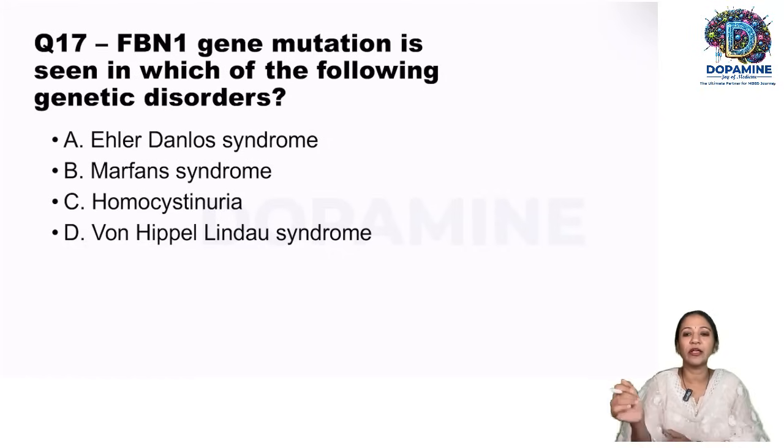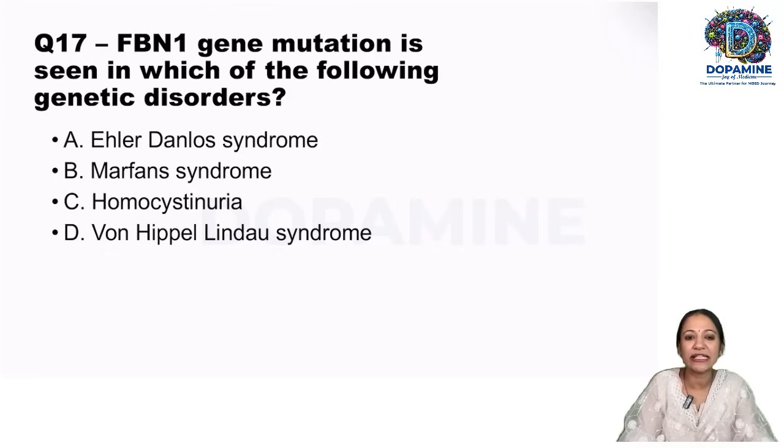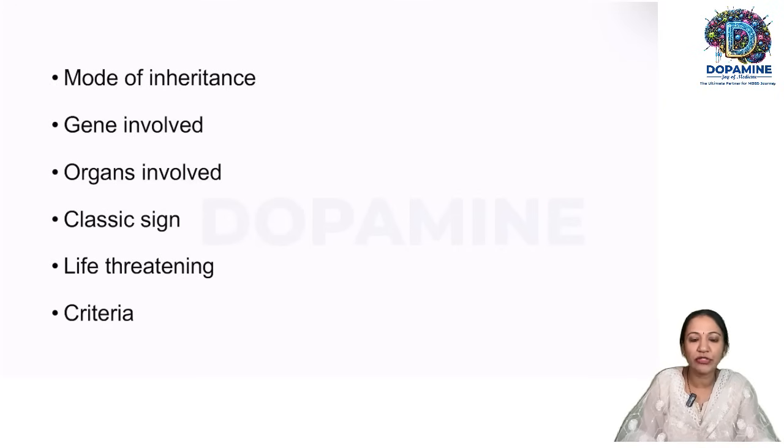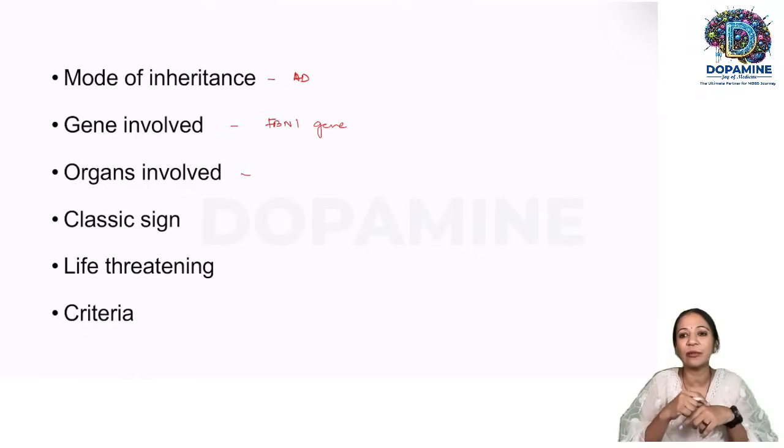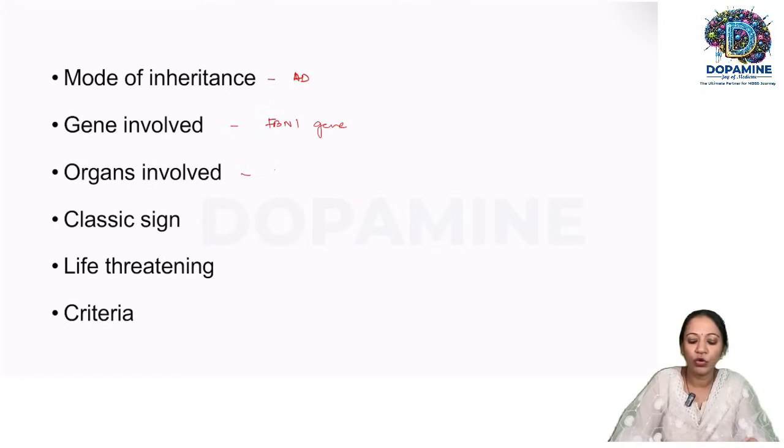So the next question, a very, very important question. FBN1 gene mutation is seen in which of the following genetic disorders? Many times we have discussed that the FBN1 gene is a classic gene seen in Marfan syndrome. What is the mode of inheritance of Marfan syndrome? It is autosomal dominant. What is the gene involved? It is the FBN1 gene. What are the organs involved? People with Marfan syndrome will be very tall and their skin will be highly elastic, isn't it? So what are the organs involved? The skin will be involved. What is the classic sign? Any person with bilateral ectopia lentis.